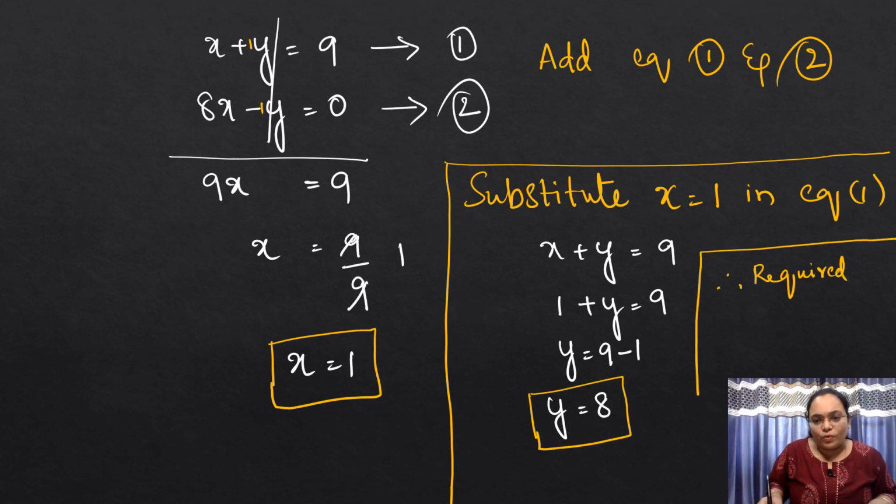Therefore, the required number is, what is the two-digit number we have assumed? It is xy we have assumed. So, x is 1 and y is 8. So, the required number is 18.